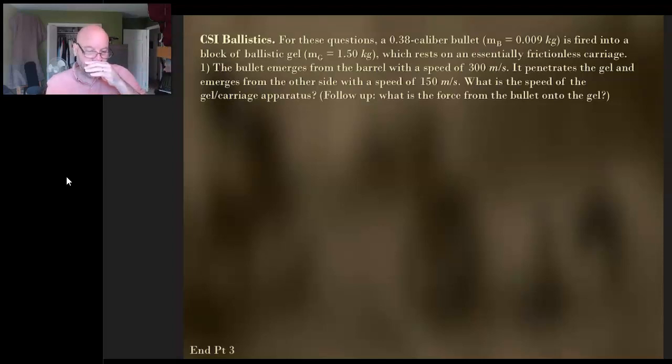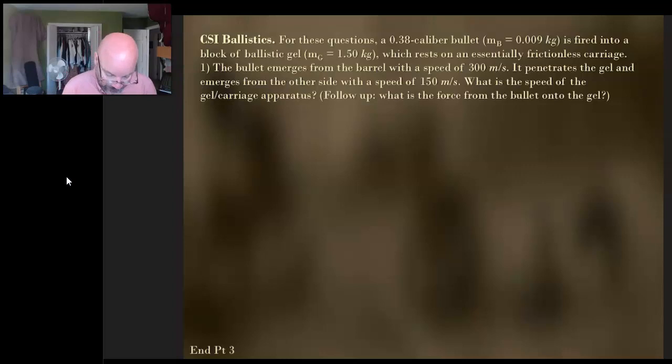Now, in our particular situation, we're going to allow the gel to move. So we've got it on some kind of cart, a frictionless carriage or something like that. The bullet is going to hit the gel, and then the gel is going to be moving. Our task in this one is to figure out what is the speed of that gel.